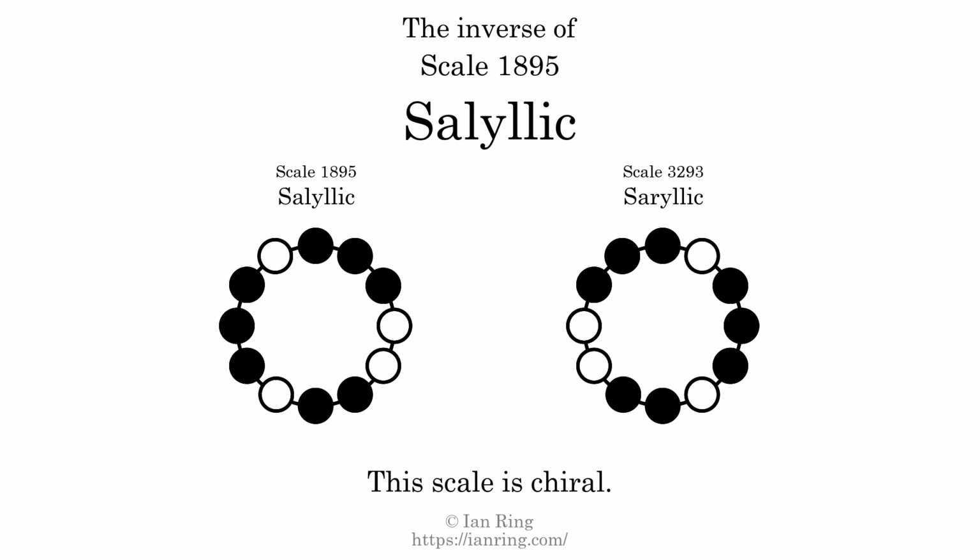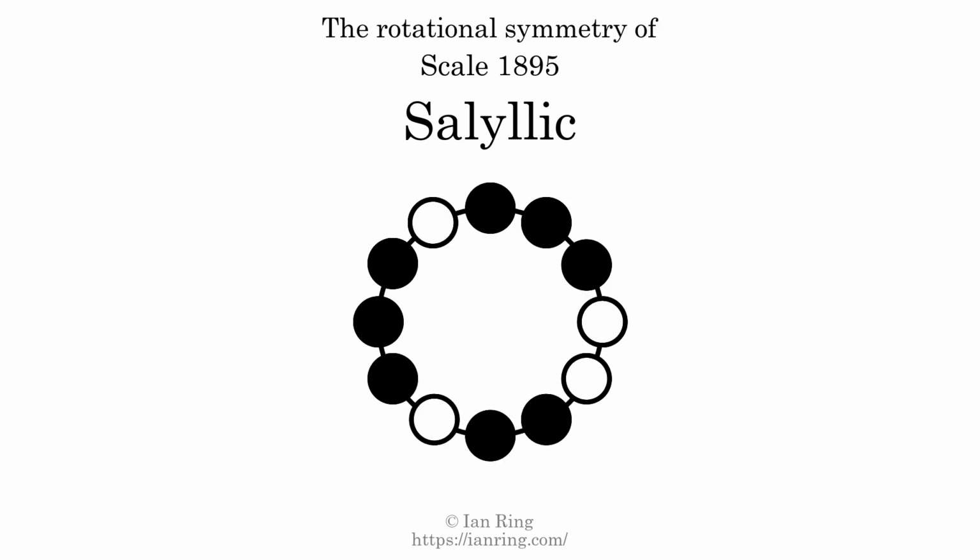The inverse of a scale is a mirror image. It is what you get when the sequence of intervals is reversed. The inverse of this scale is scale 3293, also known as Salyllic. This scale is chiral. It cannot transform into its inverse by rotational transformation. This scale has no rotational symmetry.